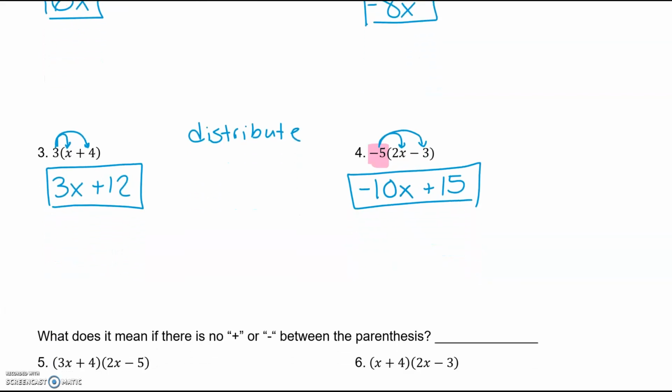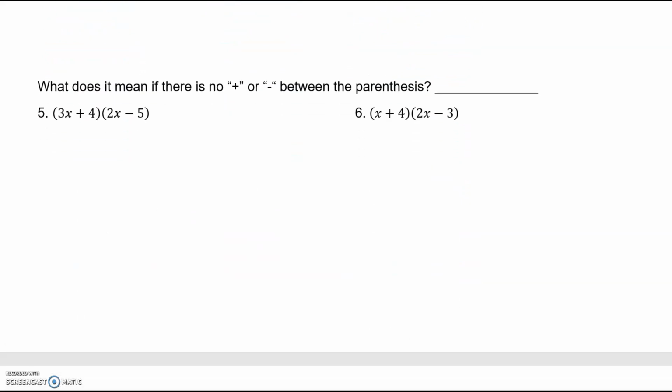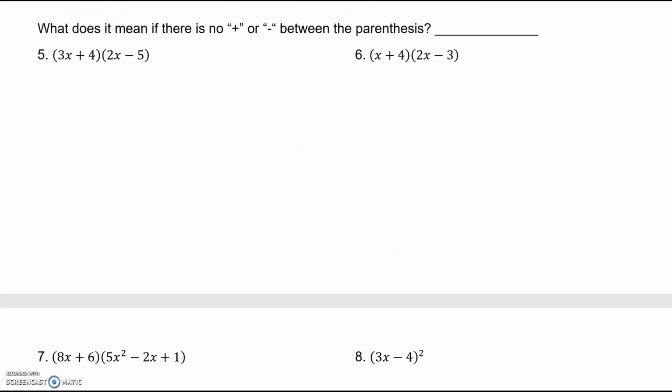So what we're going to do now is we're going to take those, we're going to make them a little bit more complicated. Okay. So what does it mean if there is no plus or minus between the set of parentheses? Kind of like our warm-up had a plus or minus between the parentheses. Now these, like 5 and 6, they don't have any sign between those parentheses. So what does that mean to us? It means that we are going to multiply. Okay, and there are 2 methods that I like to use. I like to either distribute or I like to use something called a box.